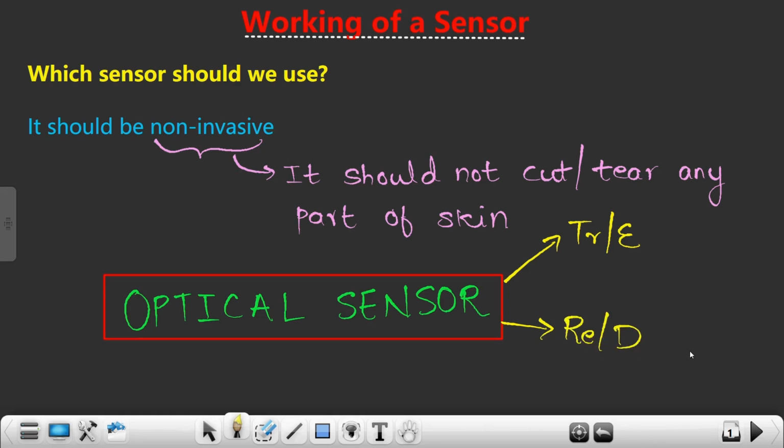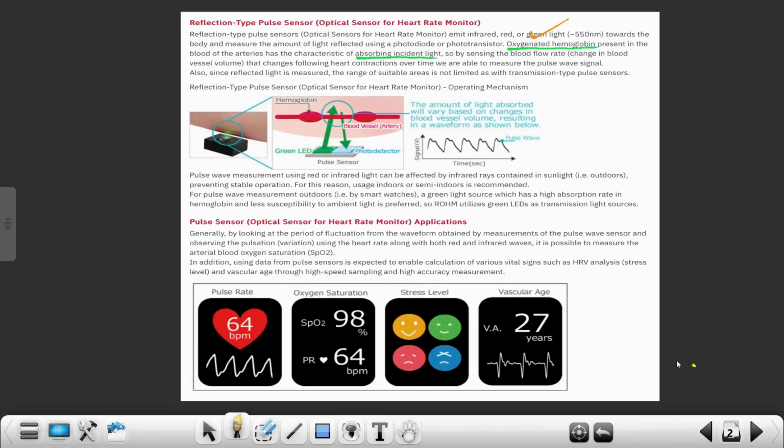Great. So now let's proceed further. In this particular image we saw it mentioned that oxygenated hemoglobin has the tendency to absorb light, right? That means the hemoglobin molecules present inside that blood have the tendency to absorb light. Great. So now let's proceed further.